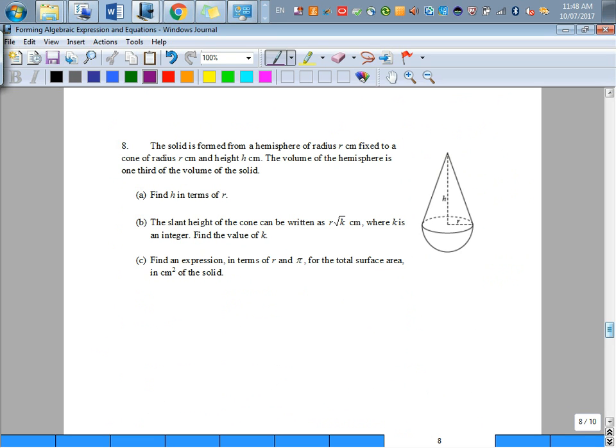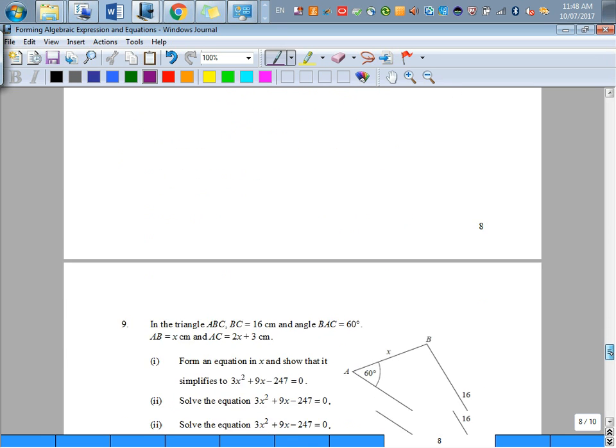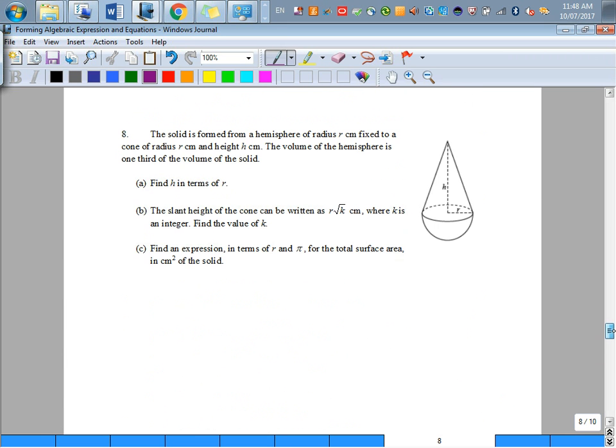Question 8. Anybody needs me to go through? Question 8. Farisha, okay? Shuning? Question 8, okay? Okay, then let's move on to question 9. 8C. Total surface area in square centimeters. Okay, did you get the answer for 8B? Ryan, did you get the answer for 8B?